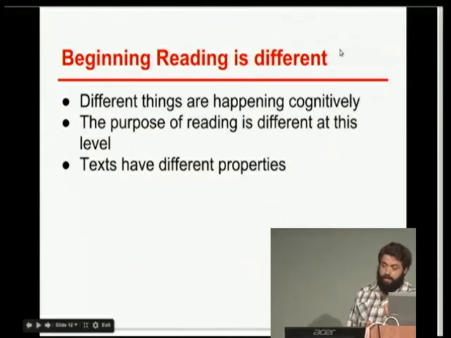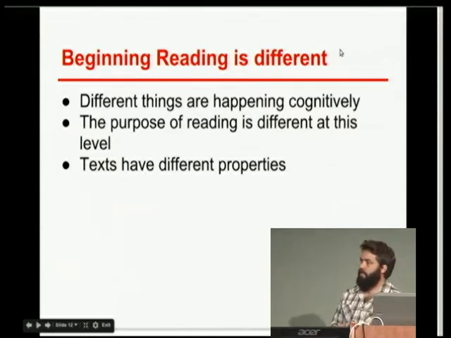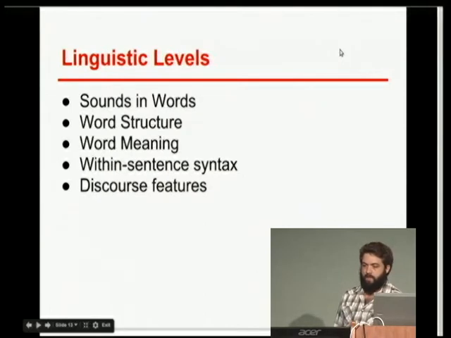The other thing, and this is related, the purpose is different. Sure, it's to get information and read stories and stuff like that, but it's also to learn how the language works. What are the patterns? What are the rules? And so texts have different properties to support these different purposes. And we want to make sure that we address those properties when we develop our measurement models.